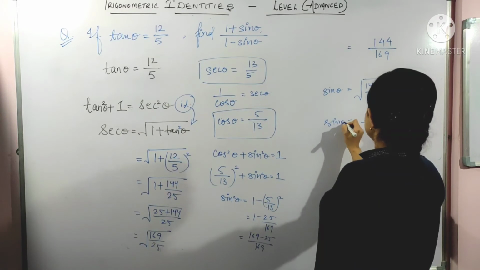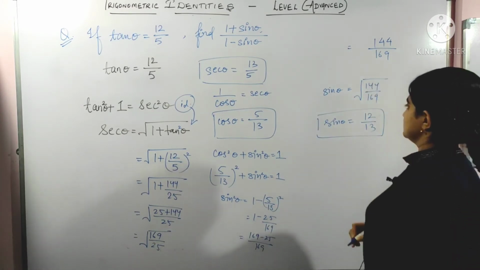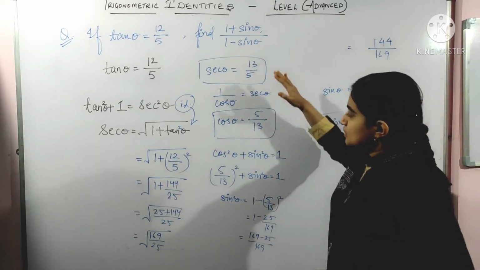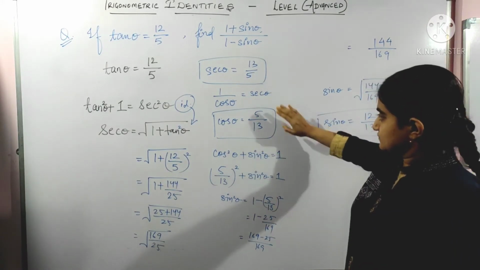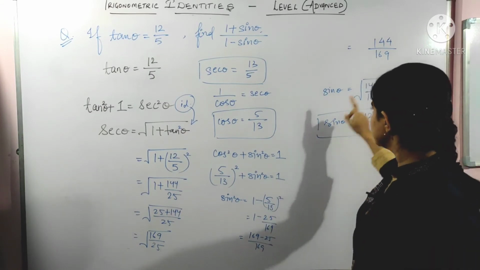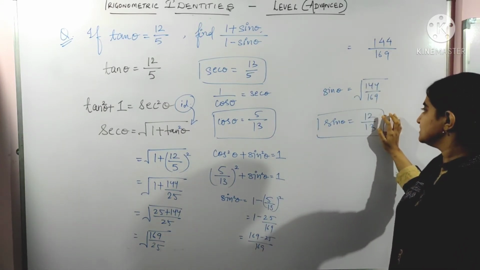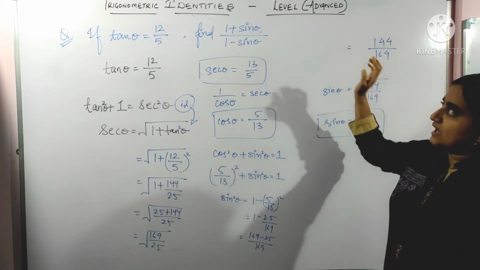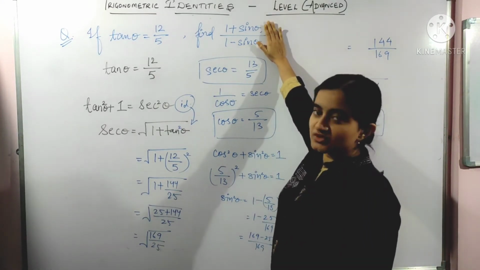So sin theta will be 12 upon 13. We went towards sec theta, then cos theta. From cos theta we again placed the identity and found sin theta. So our value of sin theta will be 12 upon 13. If we got sin theta, now we can find the answer very easily.